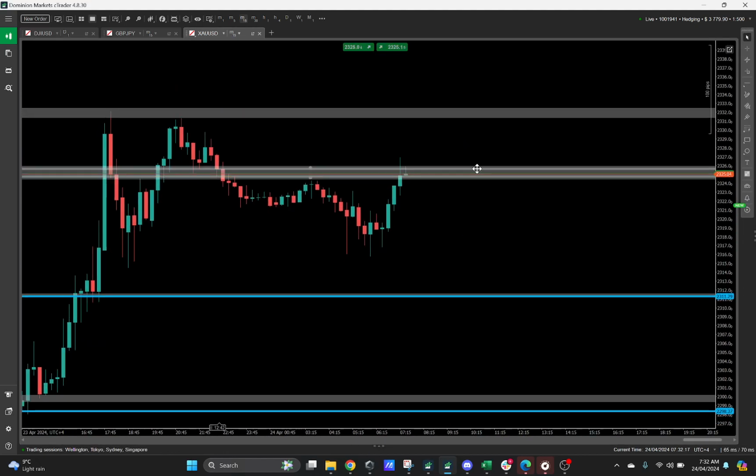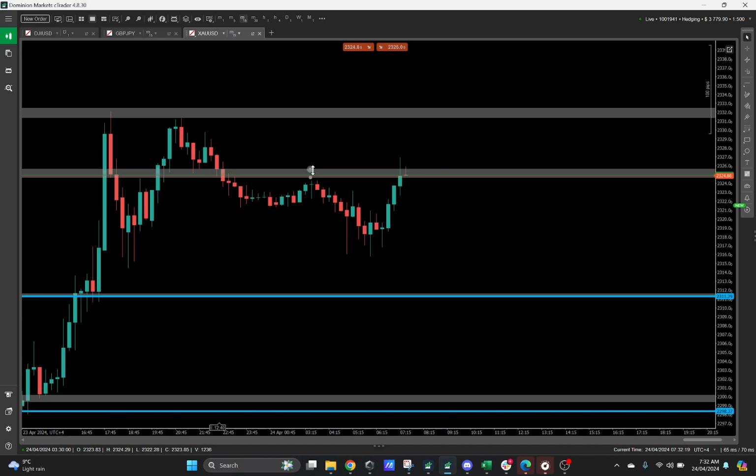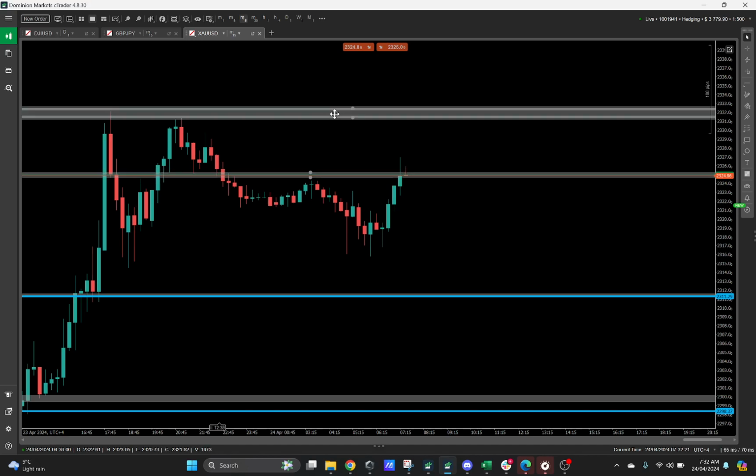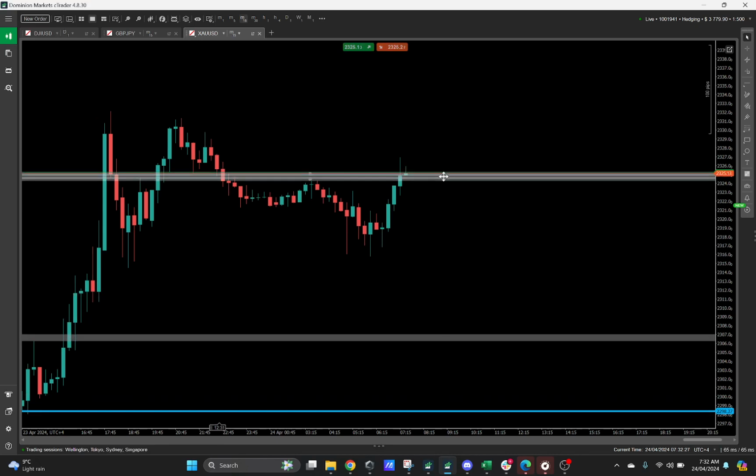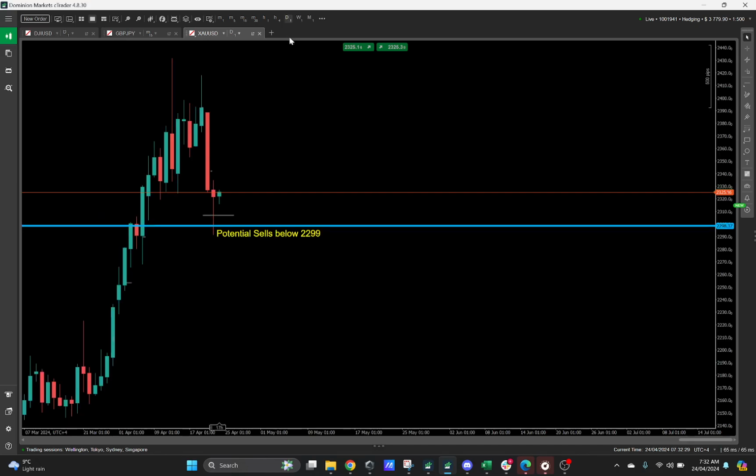So first things first. We gotta adjust the zones. Actually, let's just bring this one zone down over here and see what we can do. Let's take a look on the daily time frame here first.